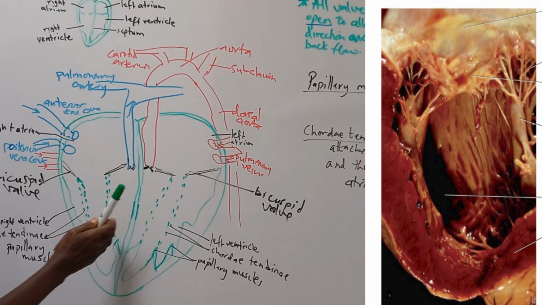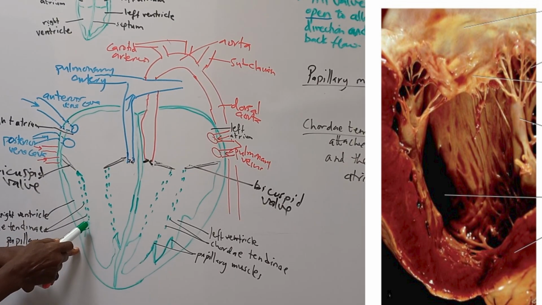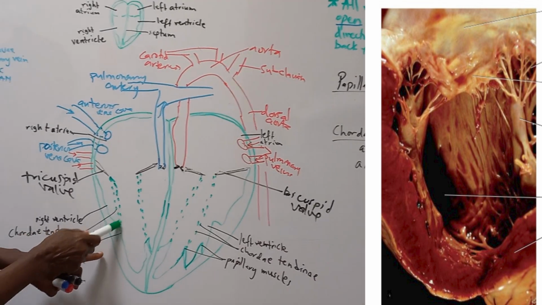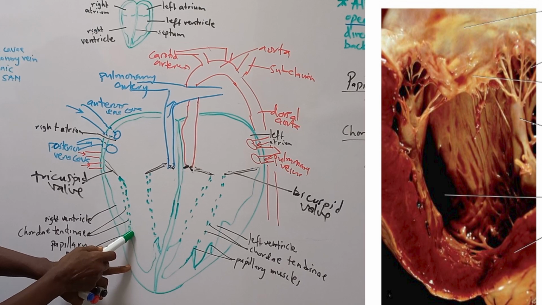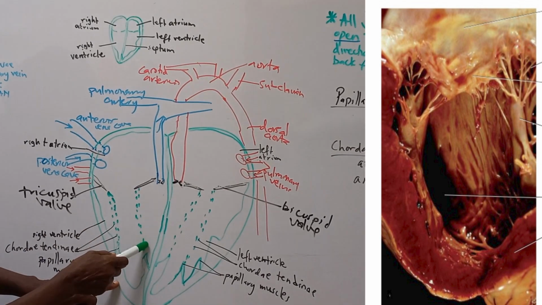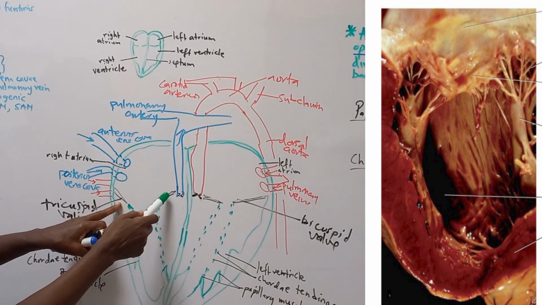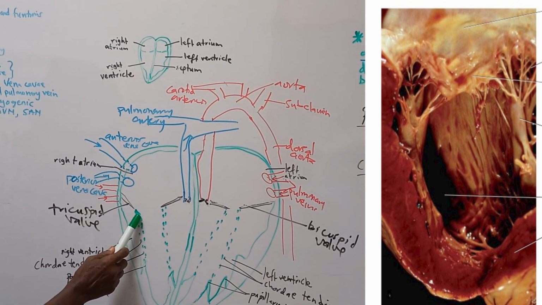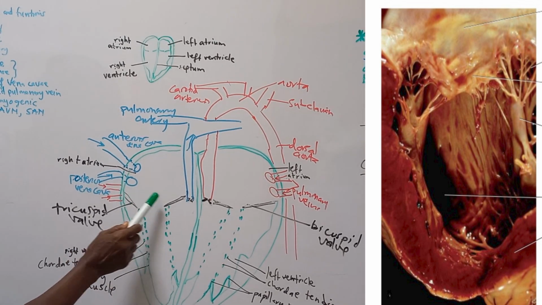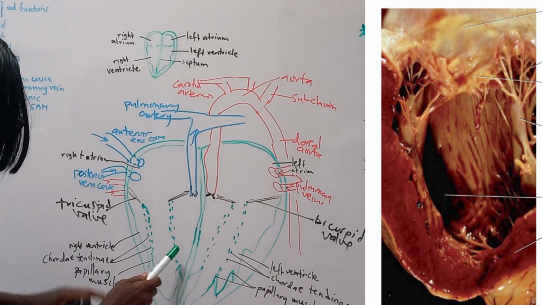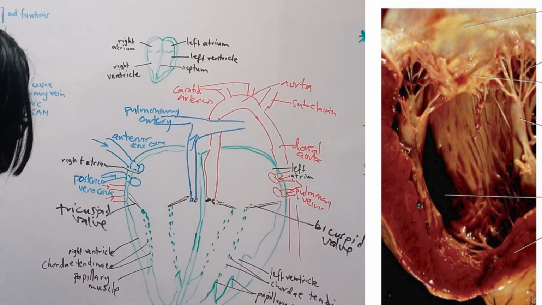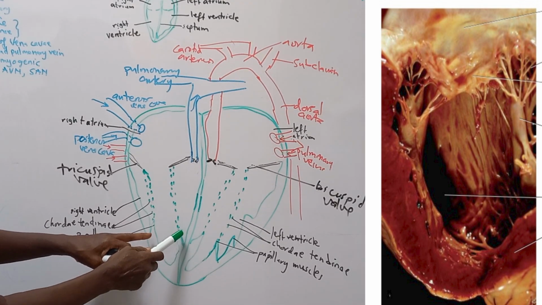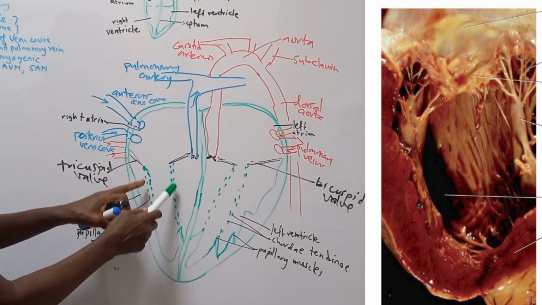These muscles have attached on them fibrous cords, and these fibrous cords are the chordae tendineae. These cords attach onto the papillary muscles and the cusps of the atrioventricular valves. So we have papillary muscle and then cords attaching onto the cuspid valves. The same thing in the left ventricle. The function of these is that when the papillary muscles contract, the papillary muscles pull on the cords.